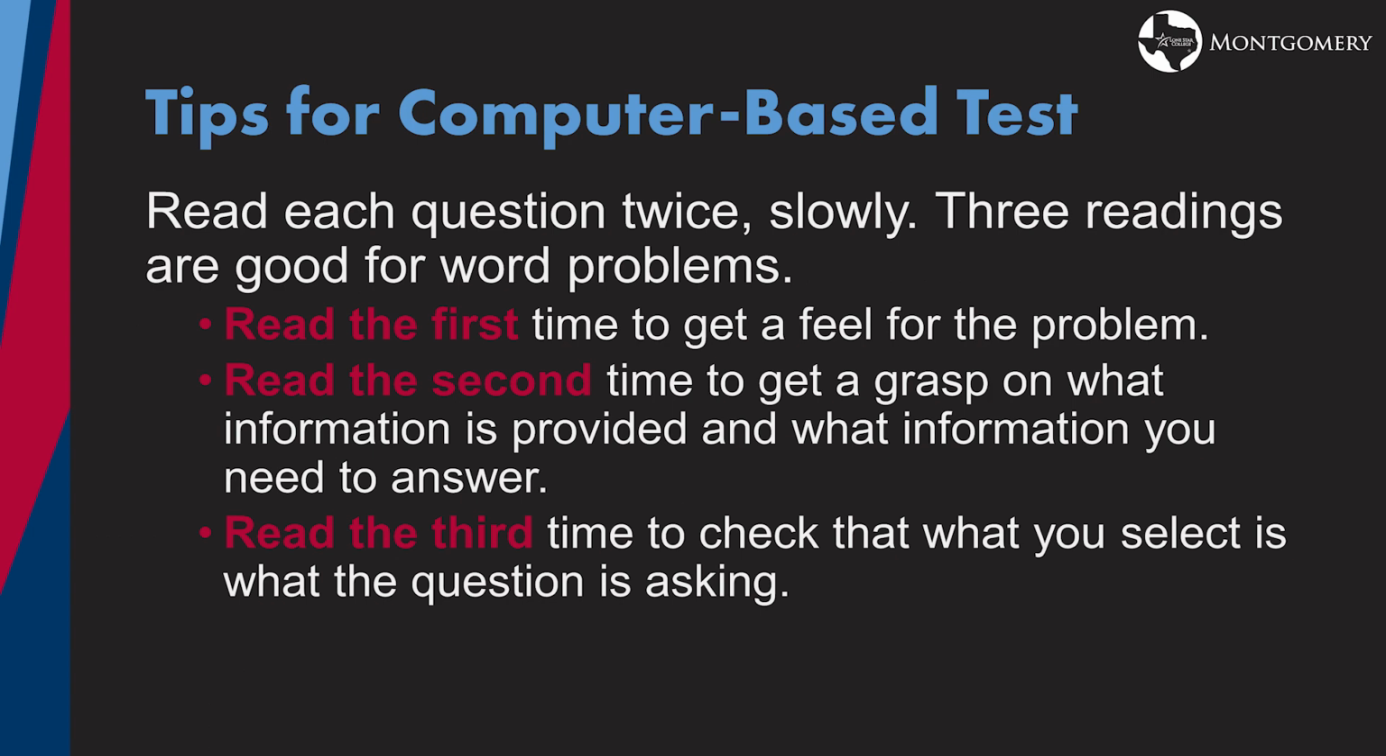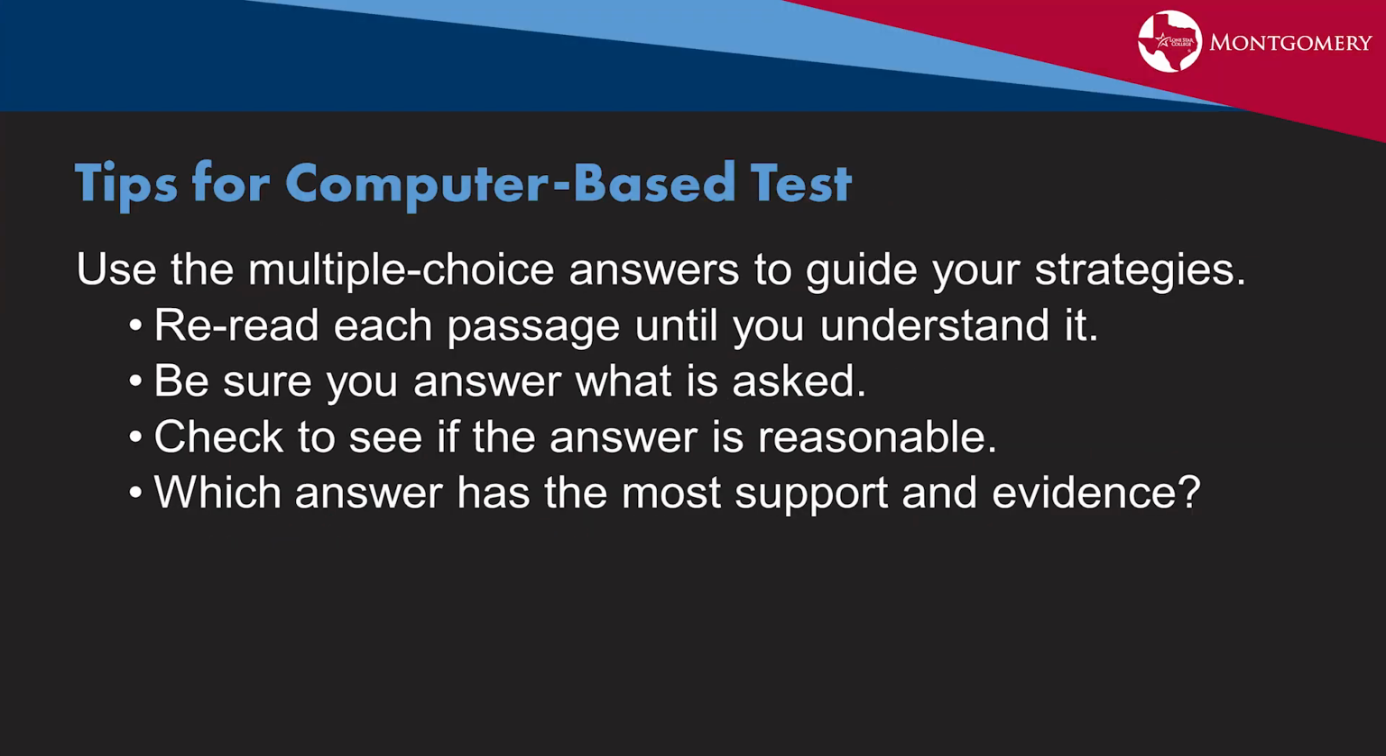Tips for computer-based testing. Read each question twice, slowly. Three readings are good for word problems. Read the first time to get a feel for the problem. Read the second time to get a grasp on what information is provided and what information you need to answer. Read the third time to check that what you select is what the question is asking. Use the multiple choice answers to guide your strategies. Reread each passage until you understand it. Be sure you answer what is asked. Check to see if the answer is reasonable, and ask which answer has the most support and evidence.